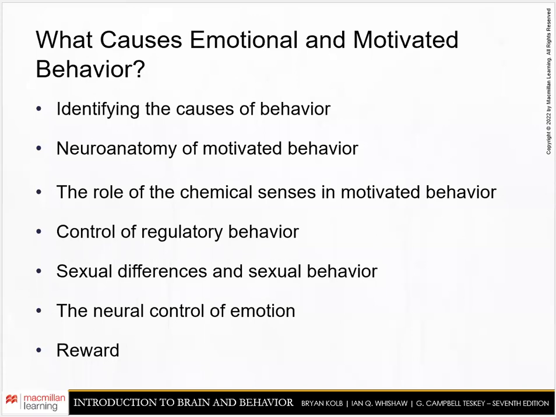In this chapter that we're going to be covering over the course of this week, we're going to be talking about trying to identify the causes of behavior. We'll talk a little bit about the neuroanatomy of motivated behavior. We'll discuss the role of chemical senses in motivated behavior, the control of regulatory behavior, sexual differences and sexual behavior, the neural control of emotion, and reward.